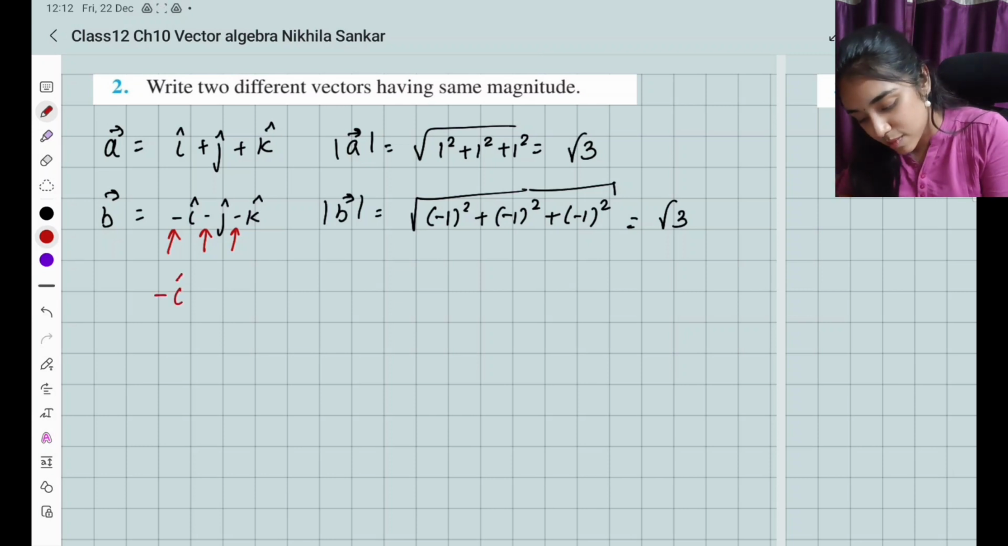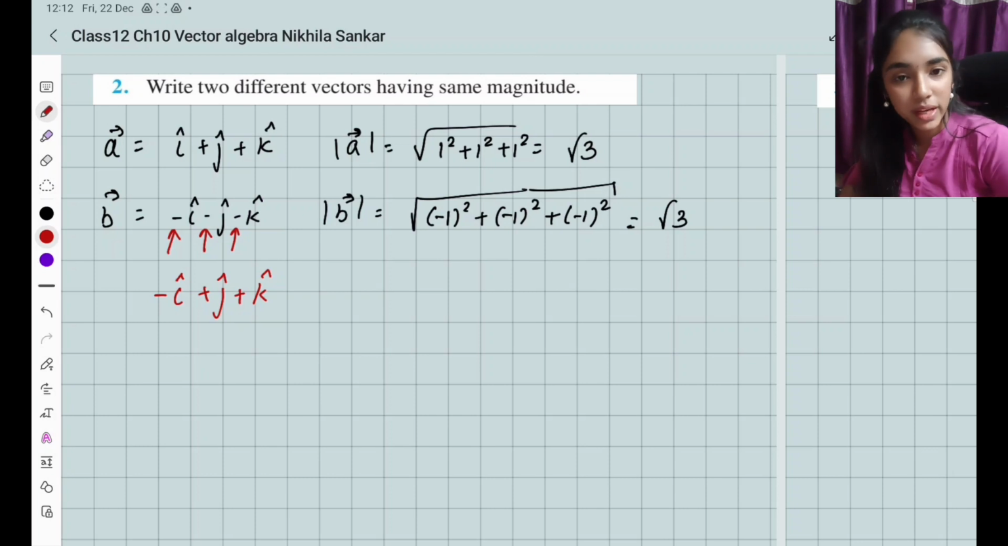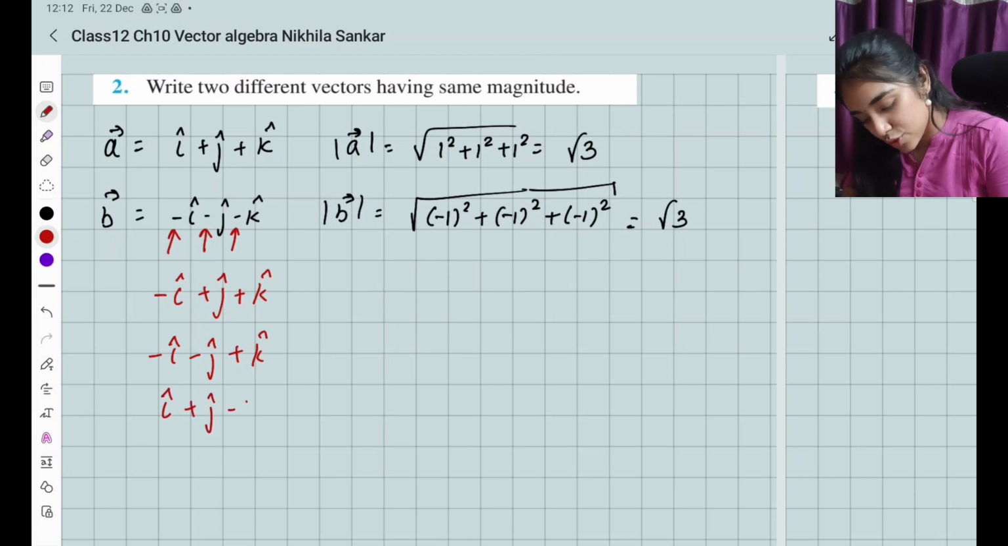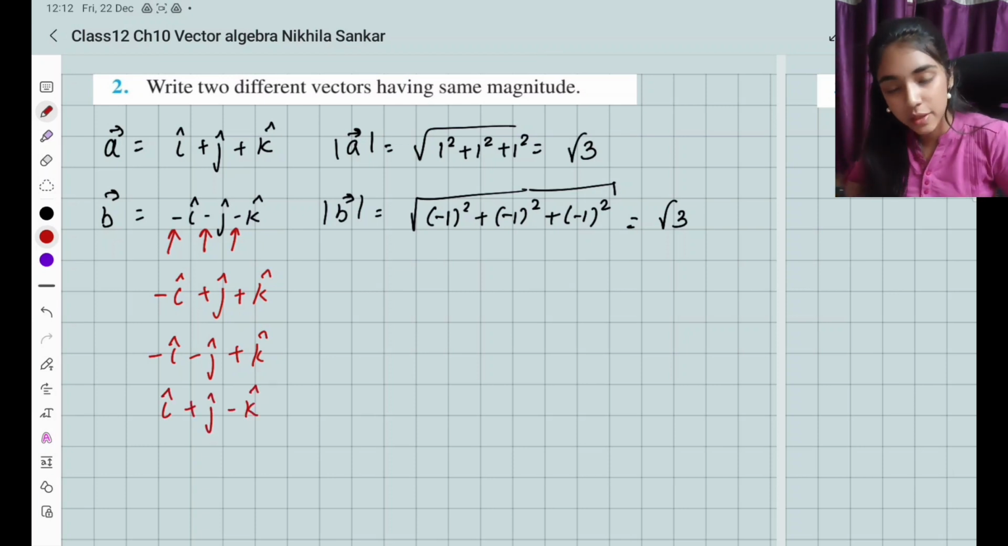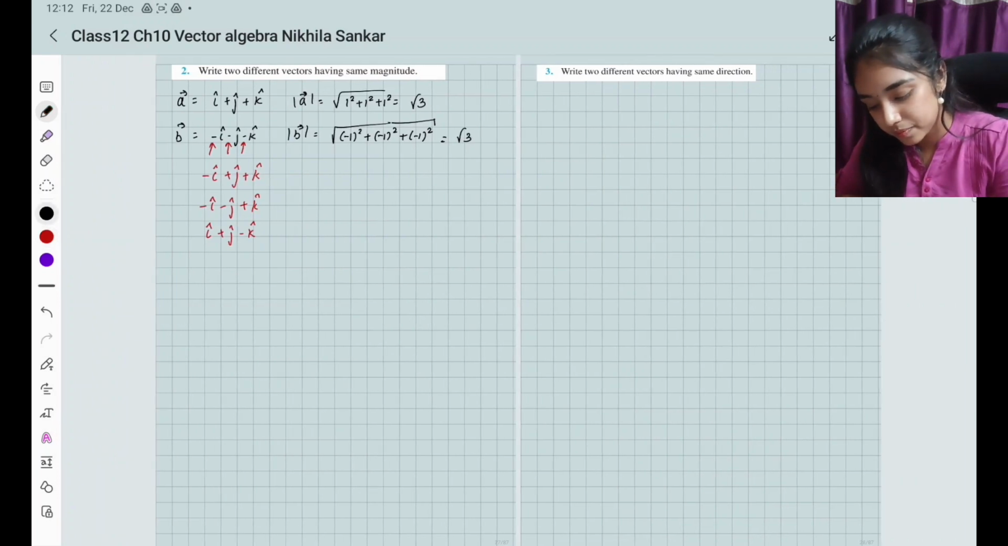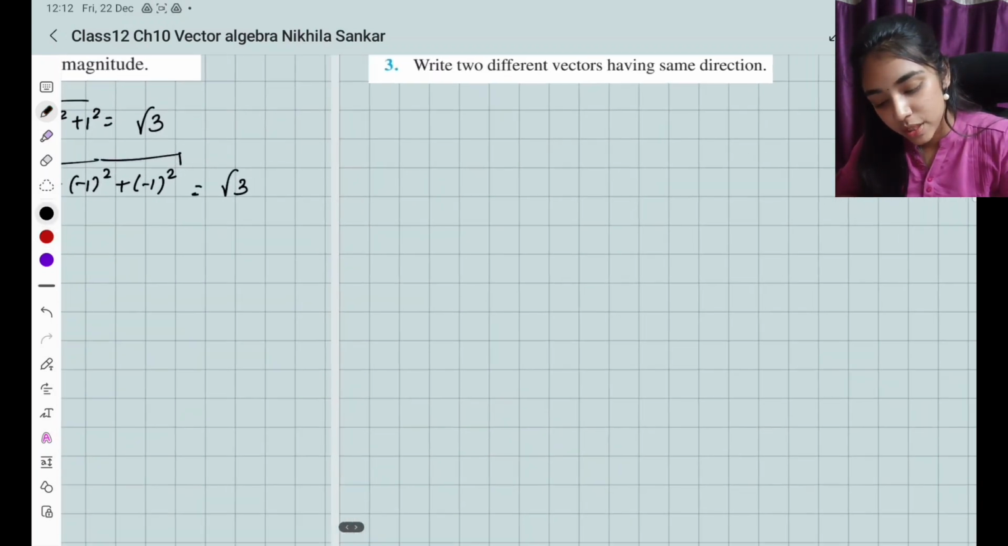You can also write it as minus I cap plus j plus k. இது ரெண்டுமே பாசிட்டிவா வச்சுட்டு I க்கு மட்டும் மைனஸ் எடுத்துக்கலாம். You also can take minus I cap minus j cap plus k cap. இல்ல I cap plus j cap minus k cap. இந்த மாதிரி different possibilities இருக்கு. இதுல ஏதாவது ஒன்னு எழுதுனா போதும். Okay? Please copy.